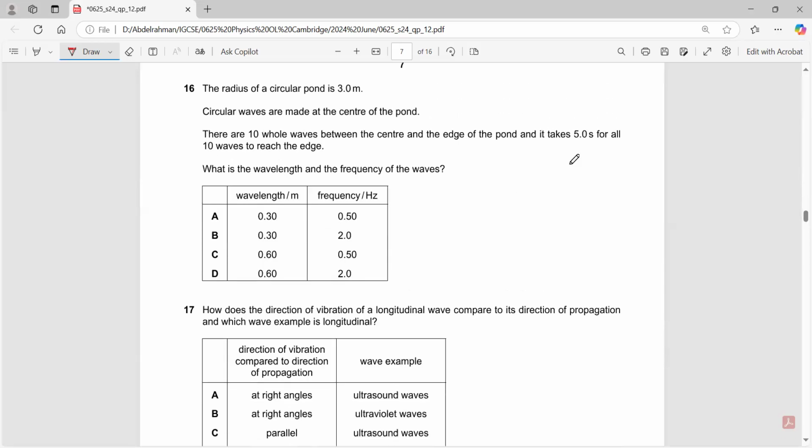The radius of a circular pond is 3 meters. Circular waves are made at the center of the pond. There are 10 whole waves between the center and the edge, and it takes 5 seconds for 10 waves to reach the edge. What is the wavelength and the frequency of the waves?